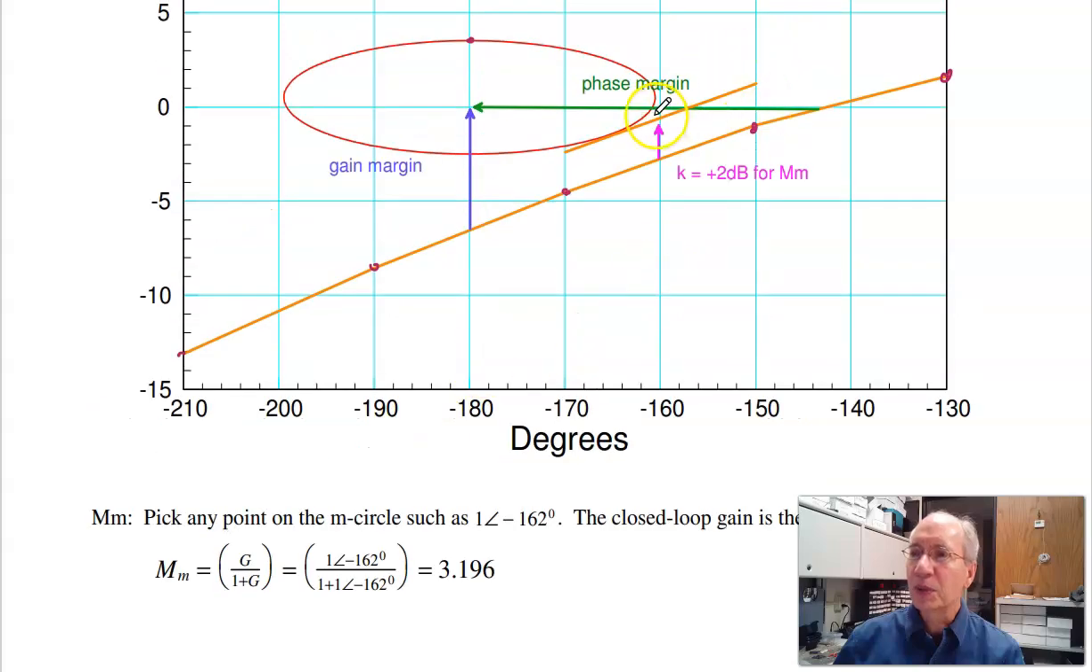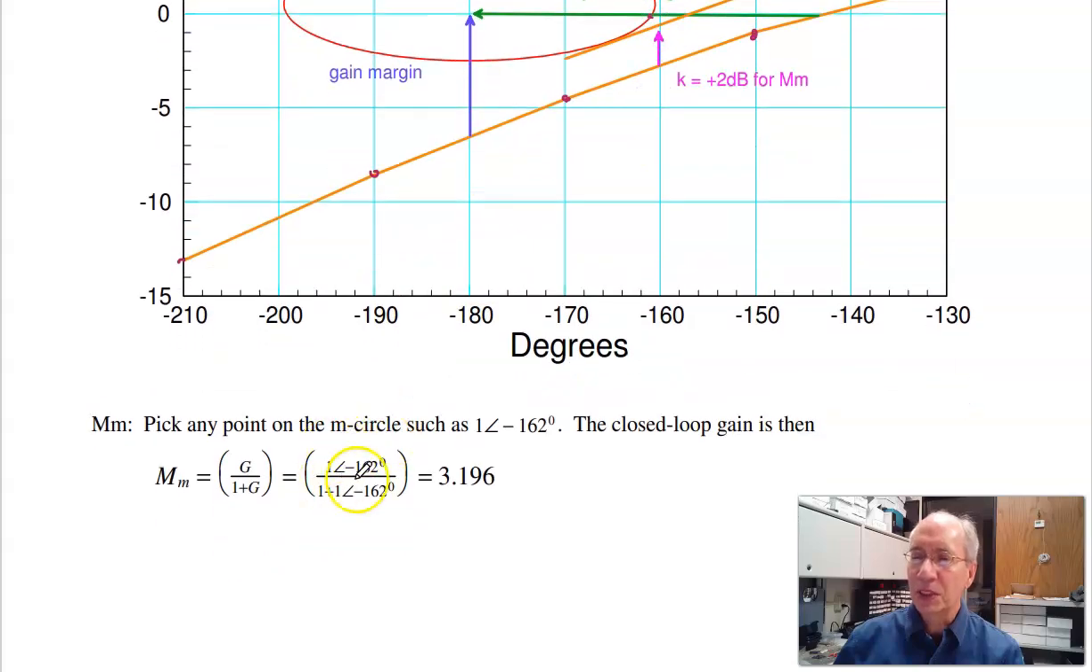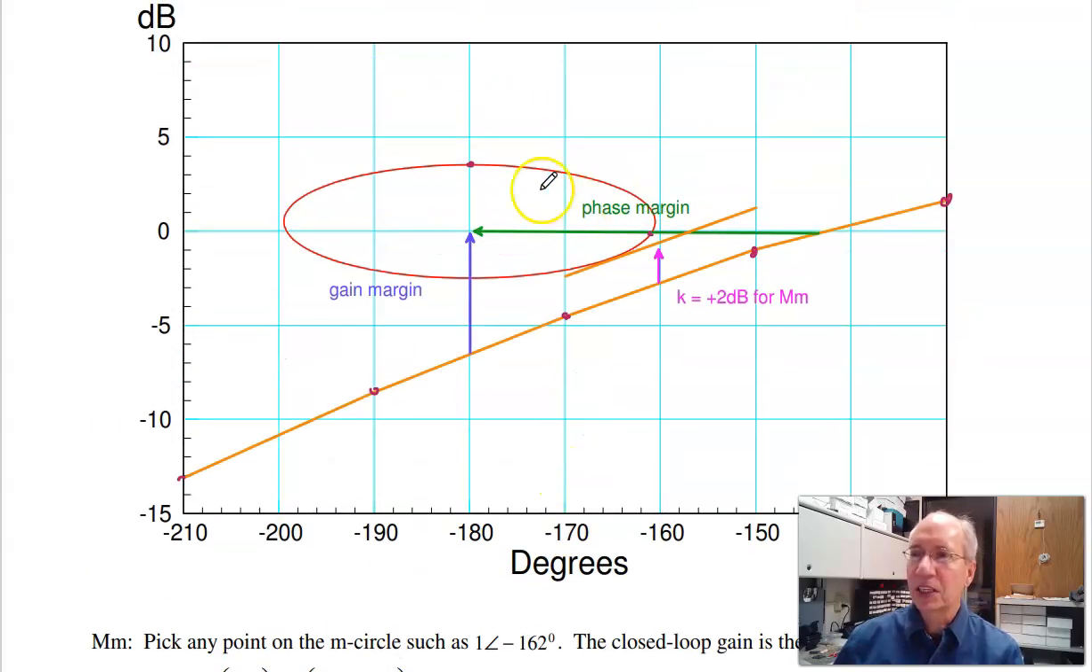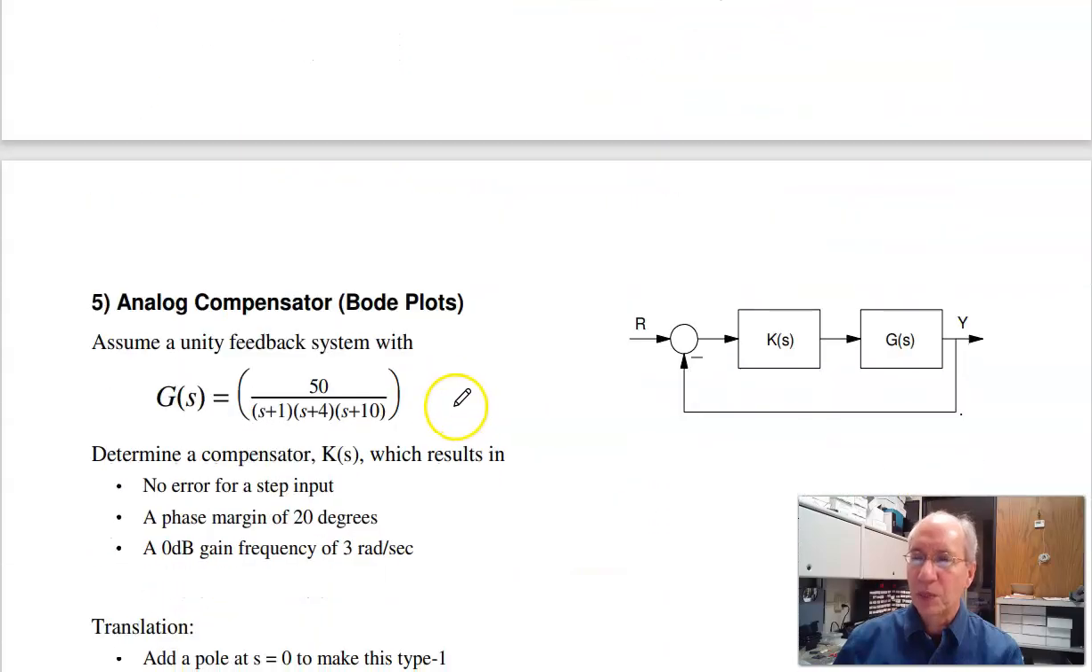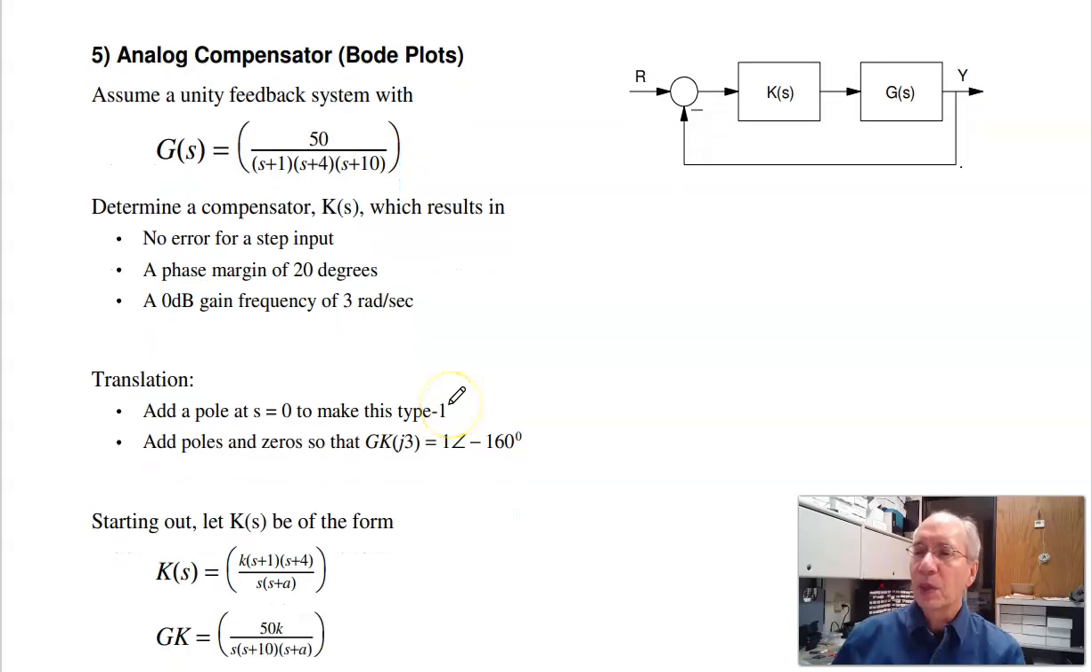I chose this point right here, 1 at minus 162 degrees. Open loop, closed loop is G over 1 plus G, 3.196. This is a 3.196 M circle. That's problem 4.